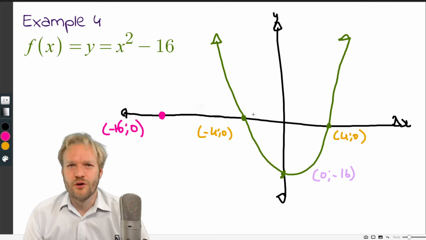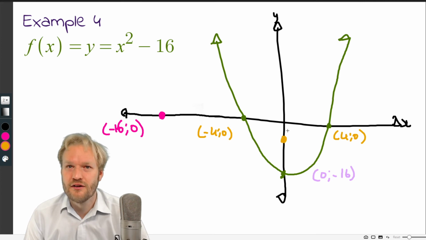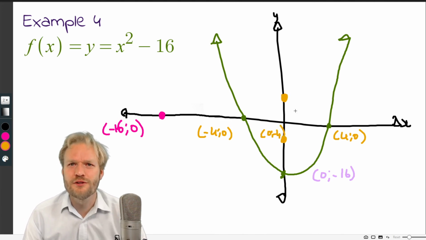What was x is y, what was y is x. So these x-intercepts become y-intercepts. So that's going to go there. And this one's going to go here. So (-4, 0), we're saying, oh, well, that's (0, -4). That's a terrible negative 4, right? Negative 4. This part here, (4, 0), is (0, 4).